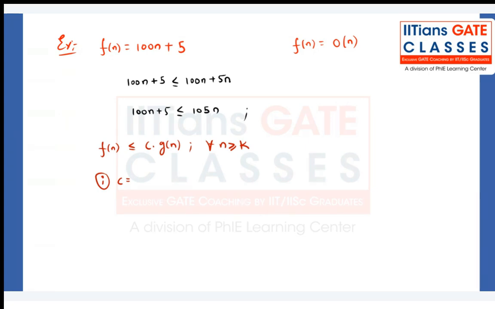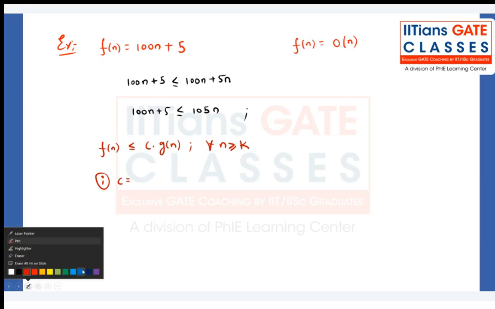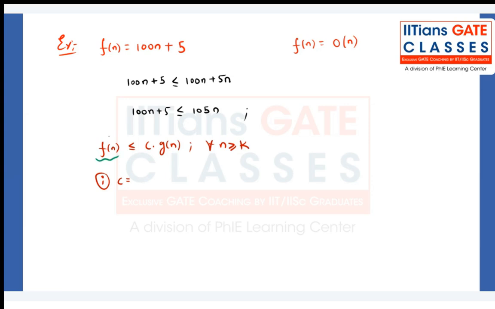What is the value of constant c? The constant c. We know f of n as it is written on the left hand side. This is your f of n given in the question. This is your constant c, which is 105, and g of n is nothing but this n. So c is 105. Now, do I have a k?